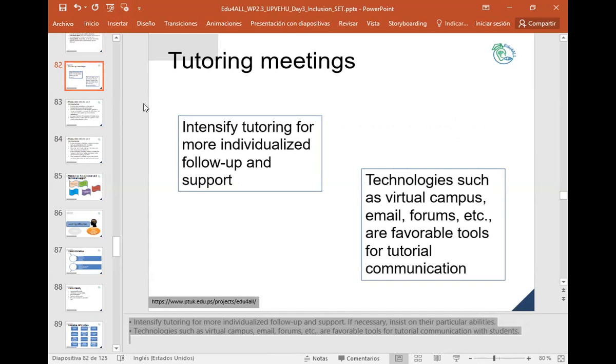Intensify tutoring for more individualized follow-up and support. If necessary, insist on their particular abilities. Technologies such as virtual campus, email, forums, etc., are favorable tools for tutorial communication with students.